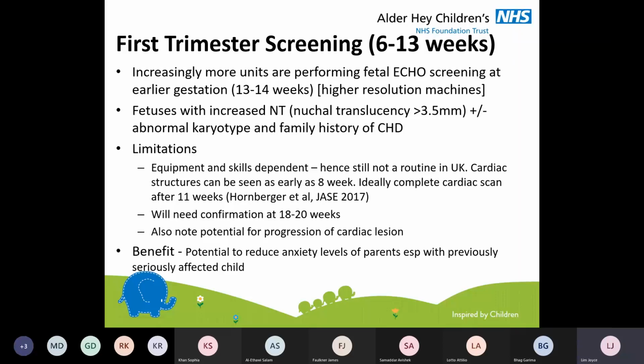But the benefits are quite huge. It can potentially reduce anxiety levels of parents, especially with a previously seriously affected child. But remember, just because you want to allay the fears of parents, you need to be absolutely confident that you can do it, and that you are seeing what you need to see. False reassurance is equally as bad as no reassurance at all.